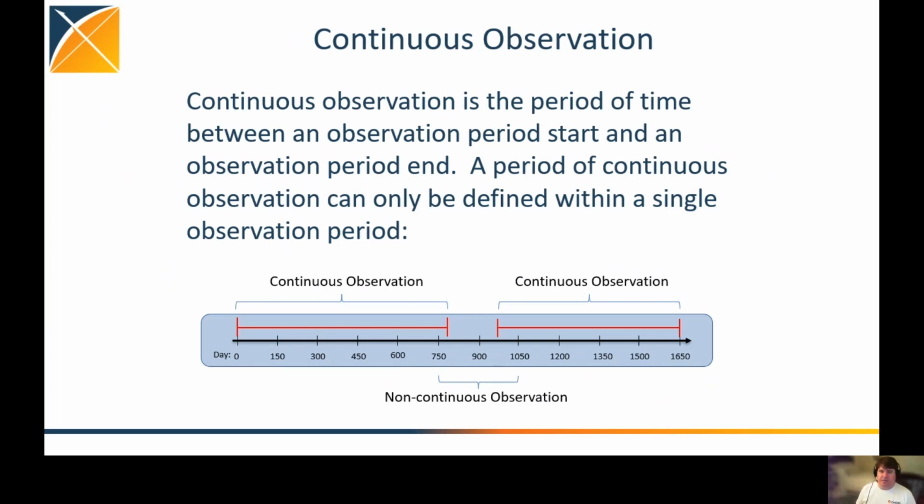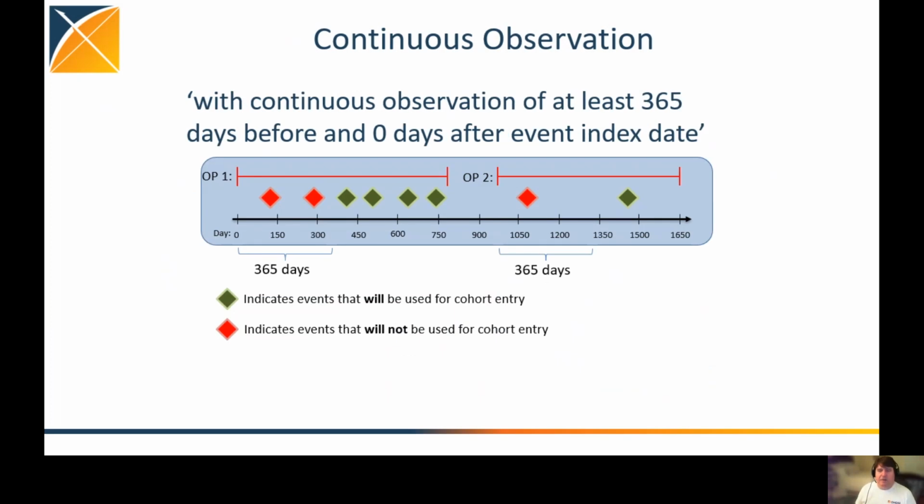So first, we should define what continuous observation means. Continuous observation is the period of time between an observation period start and an observation period end. A period of continuous observation can only be defined within a single observation period. So in this example, we have a person with 2 observation periods, and all the time within the first observation period is considered continuous, and all the time within the second observation period is considered continuous observation. However, this gap, day 750 to day 1050, is non-continuous observation because this period of time is broken between the 2 observation periods.